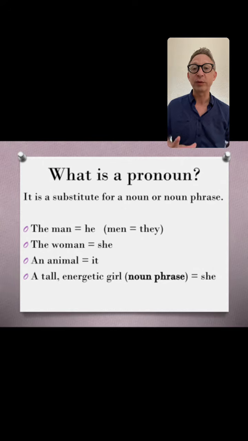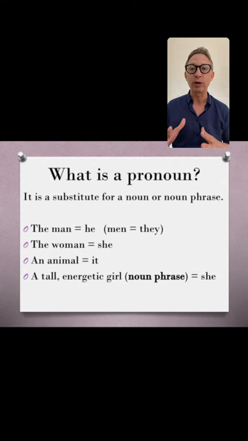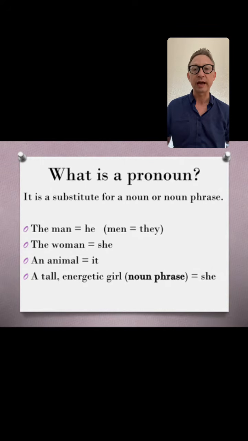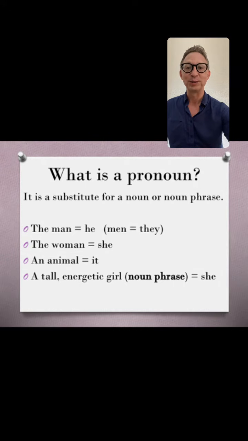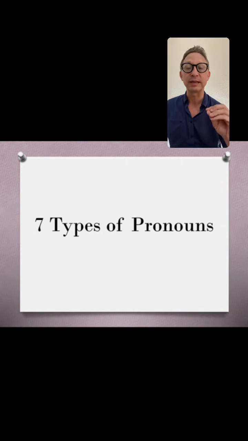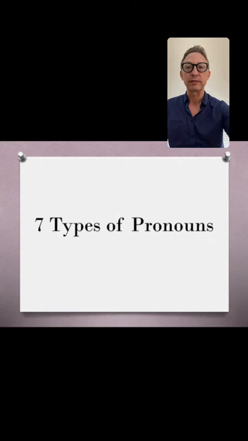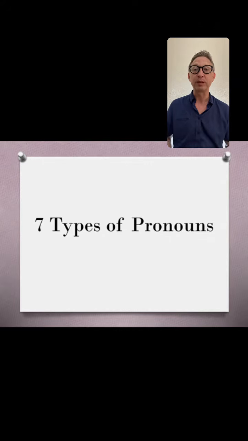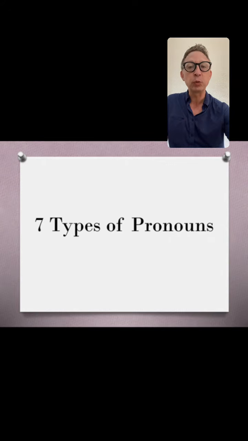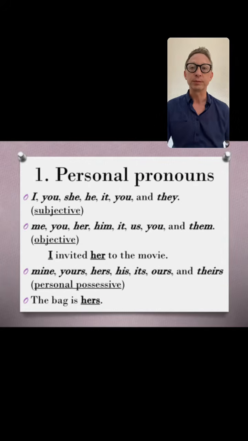And we can also have noun phrases. So a tall, energetic girl can be she. So pronouns substitute for nouns and noun phrases. Hopefully that's clear. And let's move on to some examples. I'm gonna talk about the 7 types. You can break them down in different ways, but I'm gonna talk about 7 types. And hopefully you will have a better understanding of them, be more confident in using them, and then we're going to look at indefinite pronouns, which might cause us the most trouble, or the most problems.